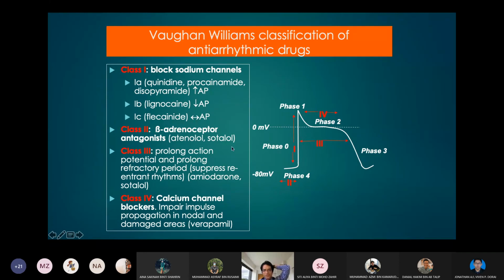Okay. Now let's go to class 2. What is class 2 here? Entrance of what? What will happen in class 2? Remember there is a sodium potassium pump, right? Entry of sodium, elimination of potassium, yes. And did I mention in the previous slide, phase 4 is actually the refractory period?